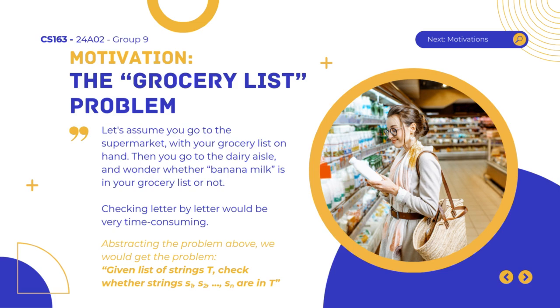Let's talk about the grocery list problem in the motivation. Let's assume you go to the supermarket with your grocery list in hand. Then you wonder whether banana milk is on your list or not, and checking letter by letter would be very time consuming and slow. That's a problem, and we need a better method.